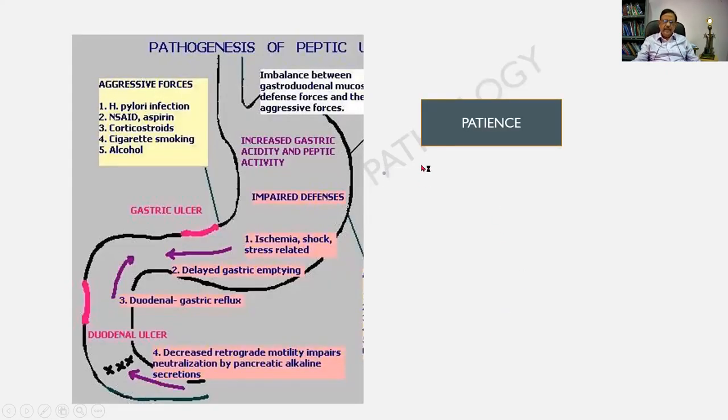This diagram is again a beautiful one, but I would like you people to kindly spend a little time on this. I have pertinently divided a very large picture into 2. This is the first one. See the boxes. So it can be because of the aggressive forces that we had mentioned earlier. Or there can be an imbalance between the gastric defense mucosa and then the aggressive forces. And you find that there can be because of ischemia or shock, rapid gastric emptying, and there can be a duodenal gastric reflux.